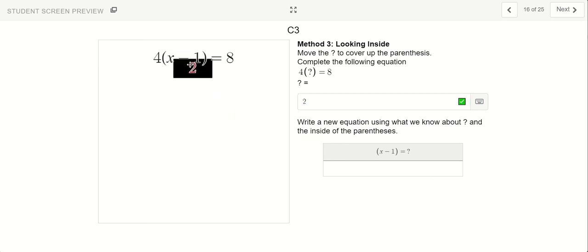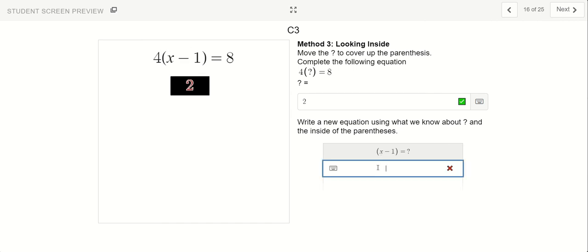So since I'm able to slot 2 into this position, whatever's inside here has to be equal to 2. So I know that x minus 1 has to equal 2. These two are interchangeable. So solving this equation, if I add 1 to both sides, x equals 3, which is the same thing we had before. So those are our 3 methods.